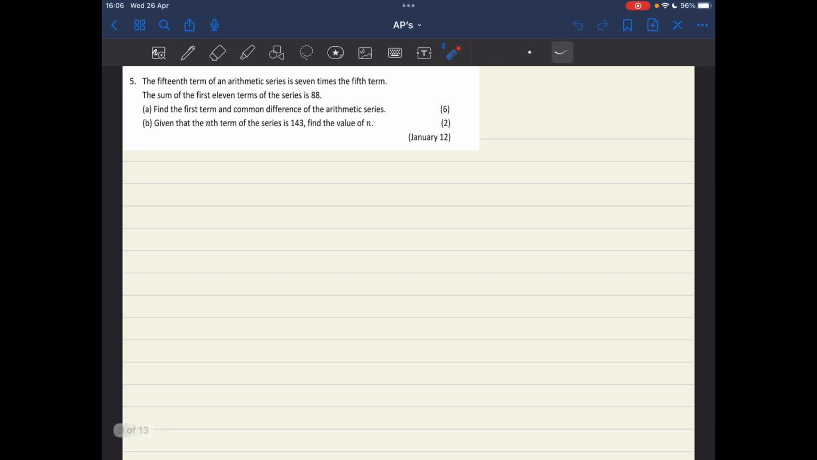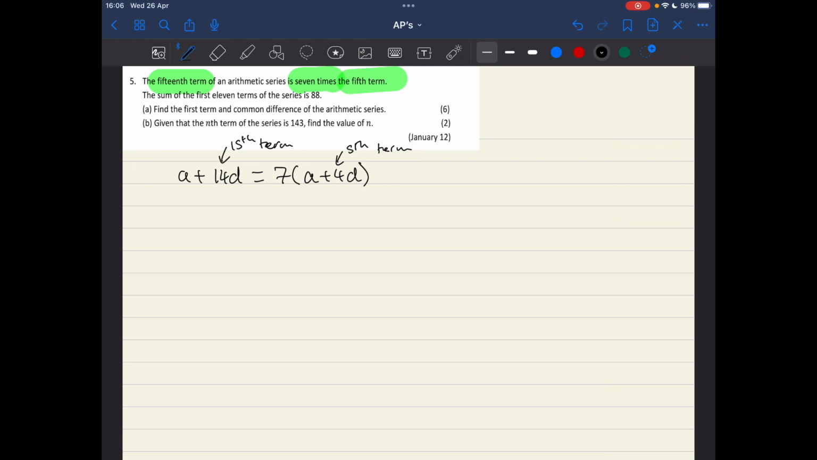So example number 1, we can just go through this together. Pause the video anytime if you need to. We have: the 15th term of an arithmetic series is 7 times the fifth term. So let's write that down. The 15th term would be a plus 14d, and this is equal to 7 times the fifth term, so a plus 4d.